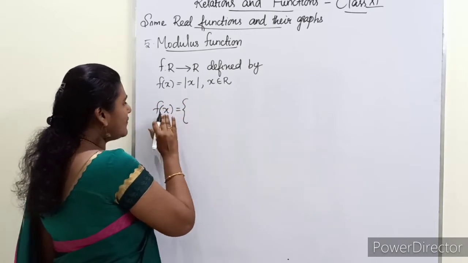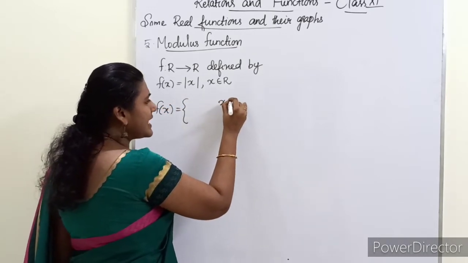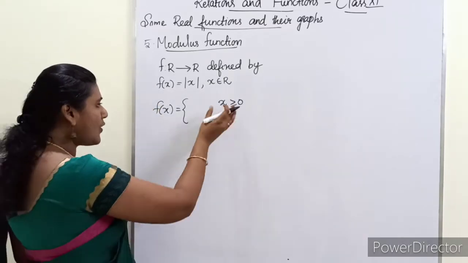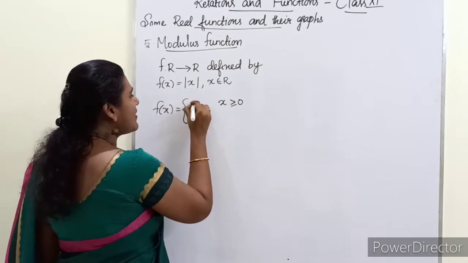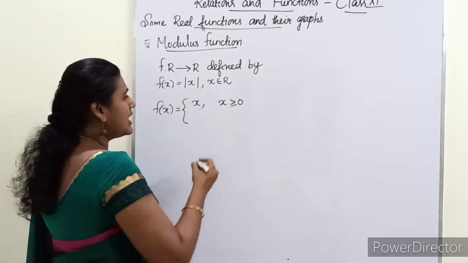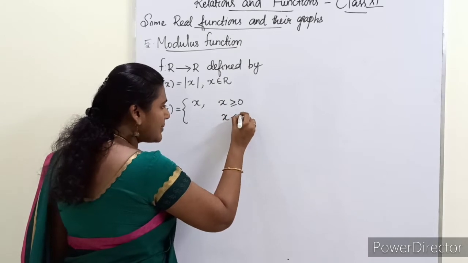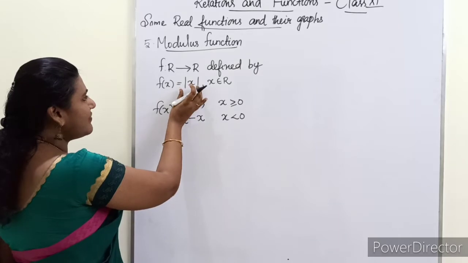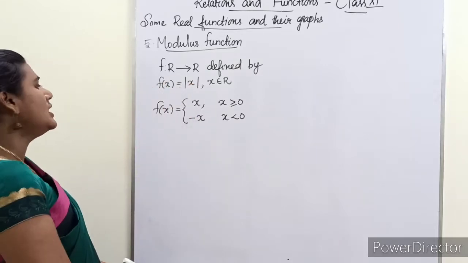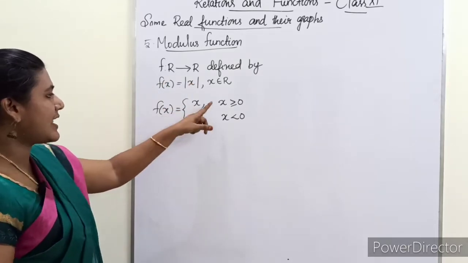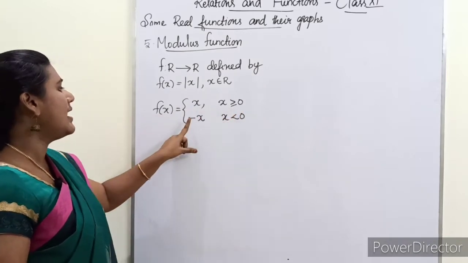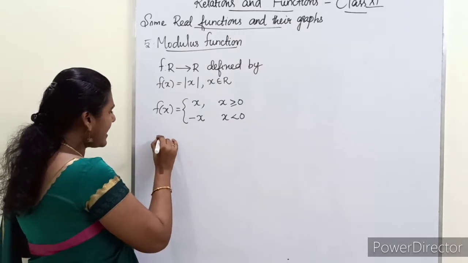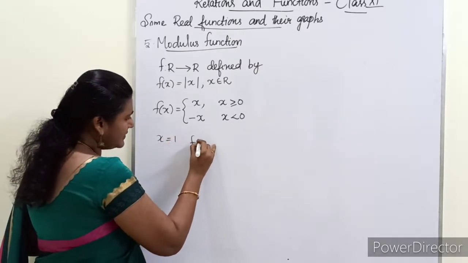Here the value the function will take: if x is greater than or equal to 0, that is, if x is a non-negative integer or non-negative real number, f of x will be x in that case. If x is a negative real number, then f of x will be minus x. So this is how the modulus function is defined: f of x is equal to x when x is greater than or equal to 0, and minus x when x is less than 0.